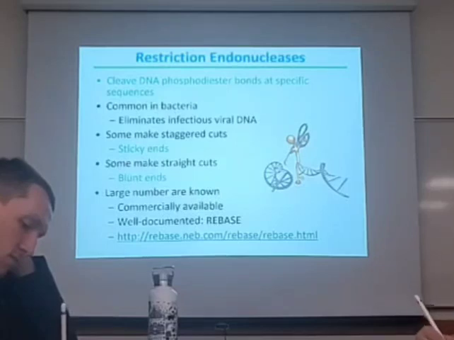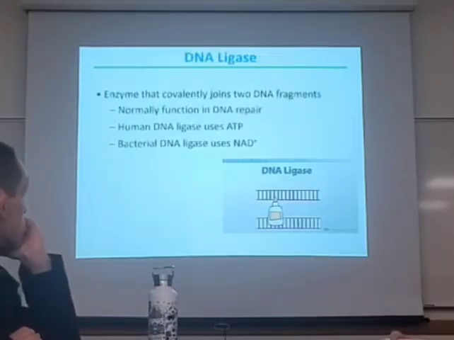It has to recognize the sequence. There's a short sequence it recognizes to cut. There are lots of them. But we typically use a whole bunch of plasmids which are well characterized for our purposes, so most of the stuff you're using is not a big deal.